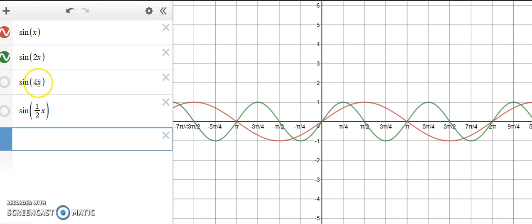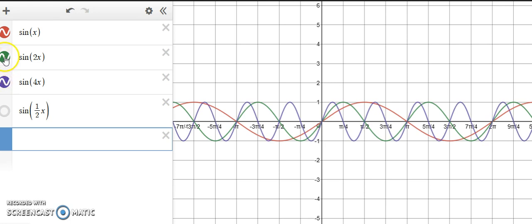So what happens if we do sine 4x? This is going to look a little bit busy here. There we go. Sine 4x. So let's take the green one out of there so we can see this. Now look at how compressed our little S shape here is. And it keeps repeating, and it keeps repeating.